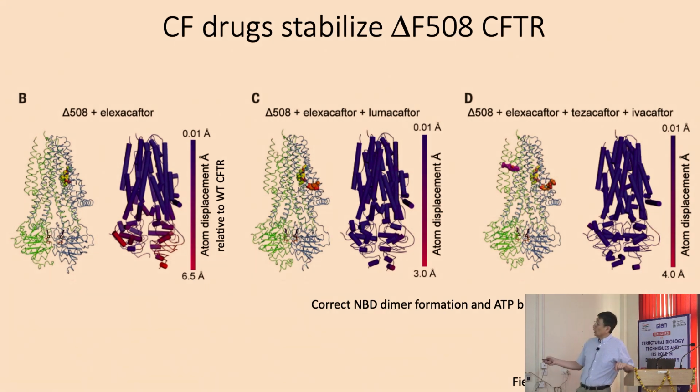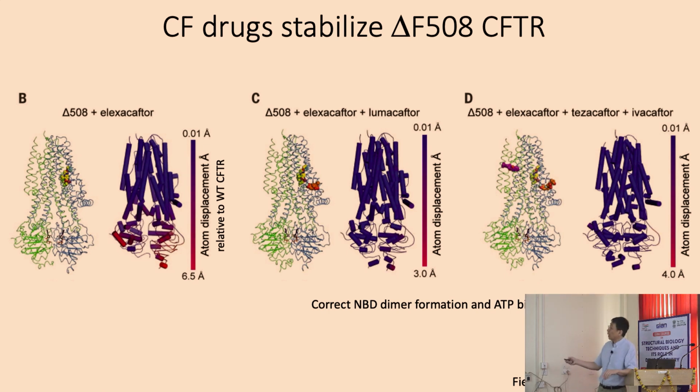So delta 508, a deletion mutant, bound to elexacaftor, a single compound, is overlaid onto the active wild type CFTR to see how different they are. In the color code, blue means very similar, red means 6.5 angstrom different. You can see that the transmembrane region is pretty similar, but the MBDs are very, very different. So that's why this compound alone doesn't work very well.